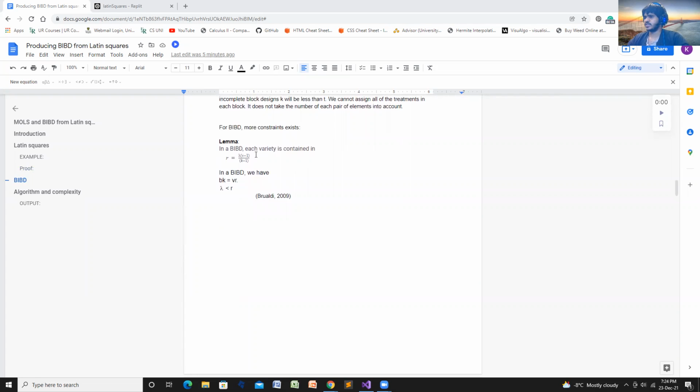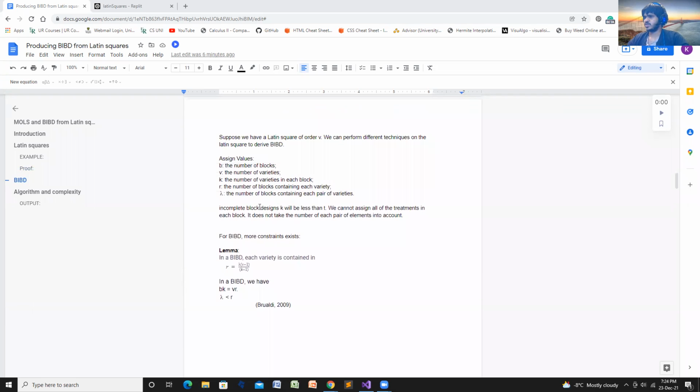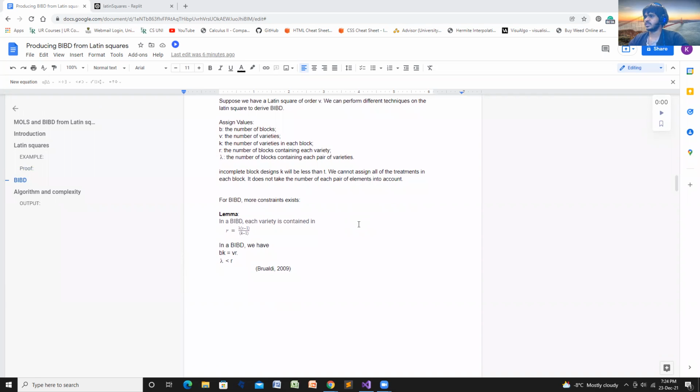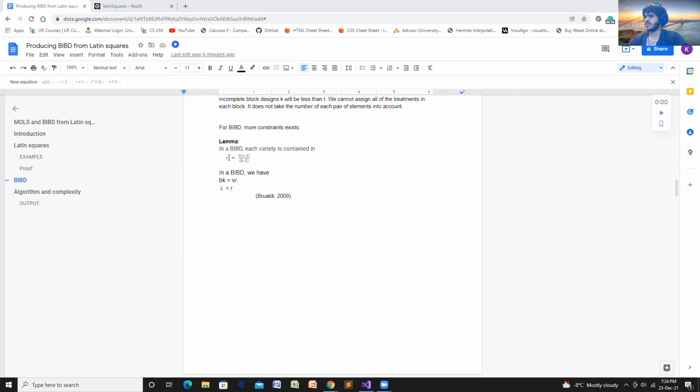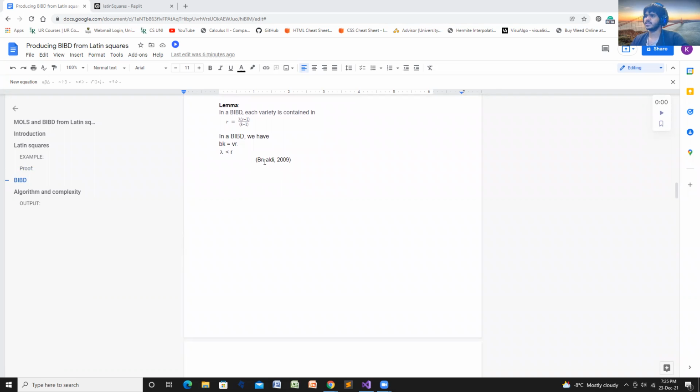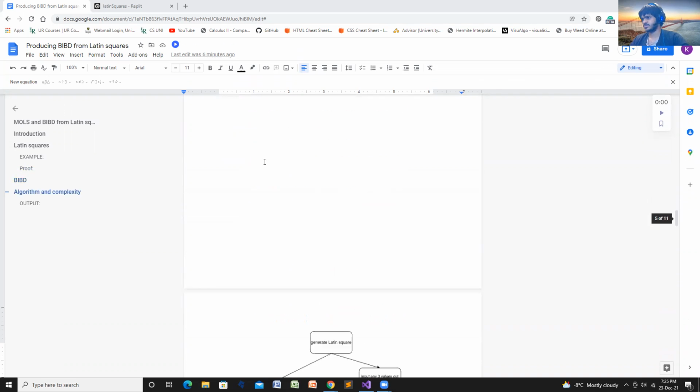And it should be noted that all should be positive integers. When we calculate, if r or lambda comes out to be a negative value or a decimal value, if it's not a positive integer, that means it won't be a BIBD, it won't exist.